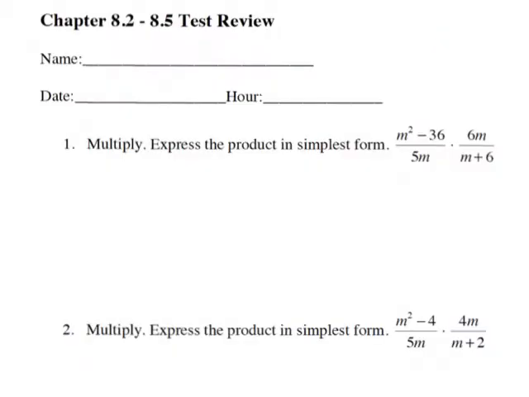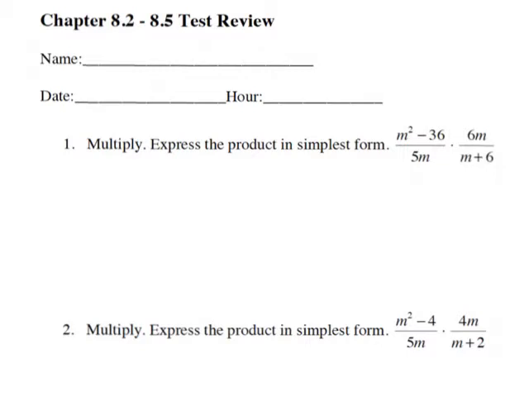Problem number 1. Let's see here. The first problem here, I look here and I ask myself, what are they wanting us to do? Well, it says here, express the product in simplest form. That means we just need to factor this and simplify it. So let's go ahead and just do that quickly.